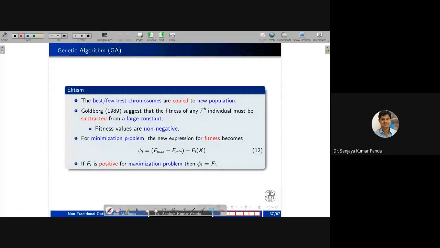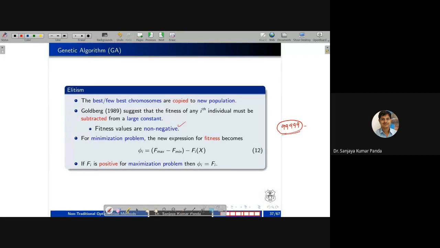Here the best and a few best chromosomes are copied to the new population. We have seen this also in the previous cases. It was proposed by Goldberg in 1989, right? And he suggested that the fitness of any ith individual must be subtracted from a large constant. So suppose you are calculating fitness values, and assume your fitness values are positive. I take a very large number, and if I subtract all the fitness values from this, then the value is positive only. So the fitness value is always non-negative.